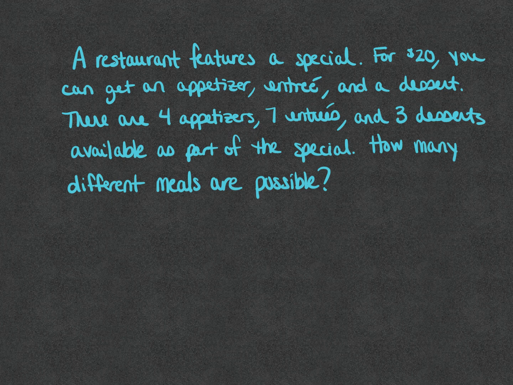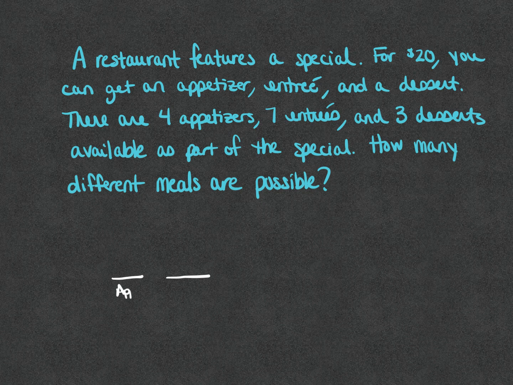Right, for our next example, we are at a restaurant and it features a special. I'm sure you've seen restaurants or commercials where something like this has happened. For $20, you can get an appetizer, an entree, and a dessert. But when that happens, they usually have a special menu, if you will. These are the different entrees and desserts and appetizers you can choose from and get this deal. So the question we're going to ask is, how many different meals are possible? So again, we need to think about what are the decisions we have to make.